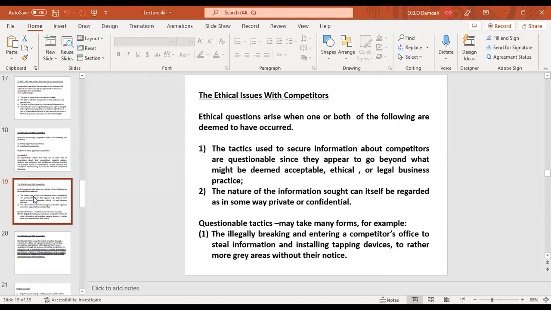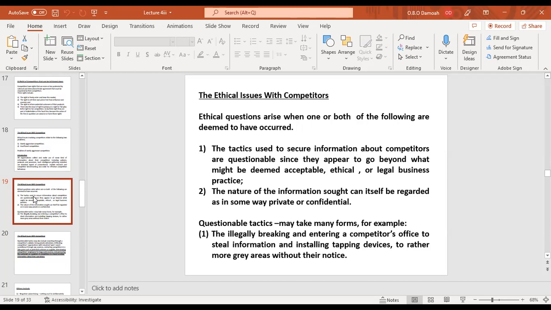Two, even if the method is not questionable, if the nature of the information is confidential, it is also not ethical. So if you come to my university and we say this is confidential information and you still intrude, it's unethical. The one that is freely available, you can ask our student, what is the school fees of the University of Ghana? It's not a problem, right? But if you, let's say, disguise yourself or you go to our refuse dump and fish for papers, a very disguised way, then the methodology is questionable.